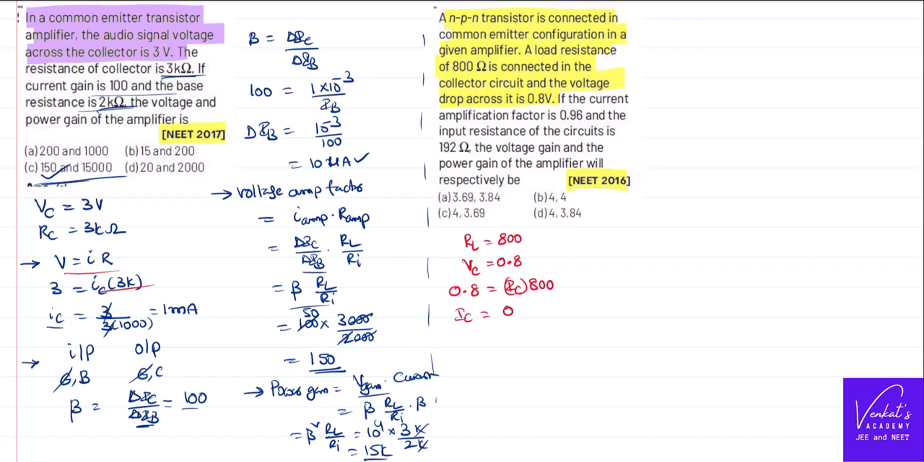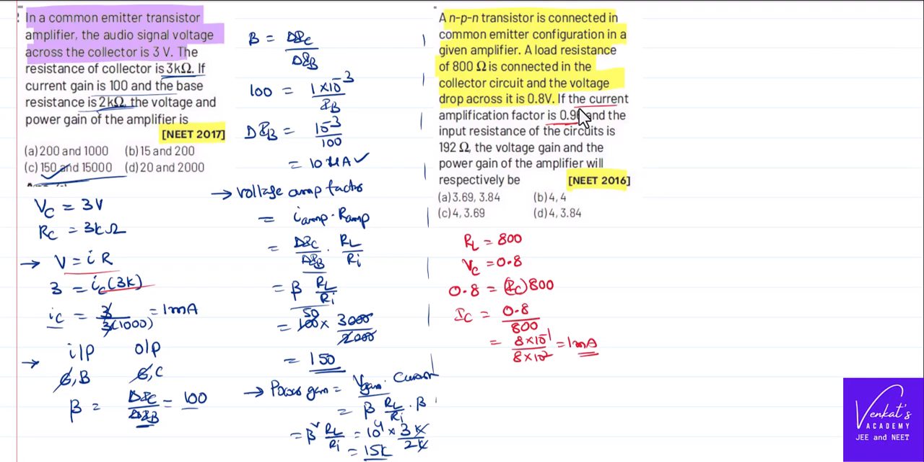So the current across the collector is 0.8 by 800, that is 8 into 10 power minus 1 by 8 into 10 power plus 2, that is again 1 milliampere, same as the previous data. Okay. If the current amplification factor is 0.96, see, here there is a kind of a data error in what he has given for us, right?